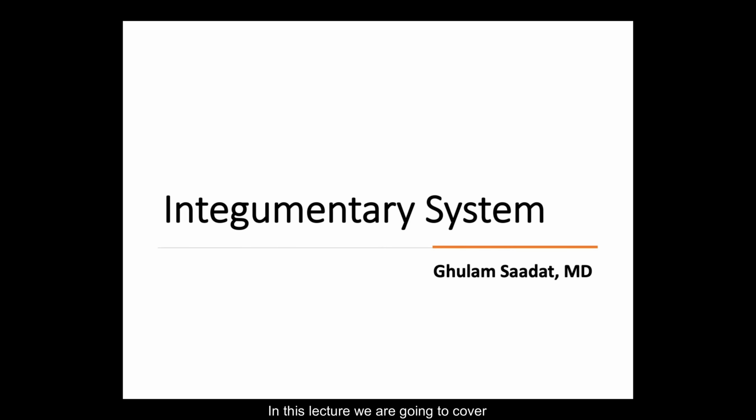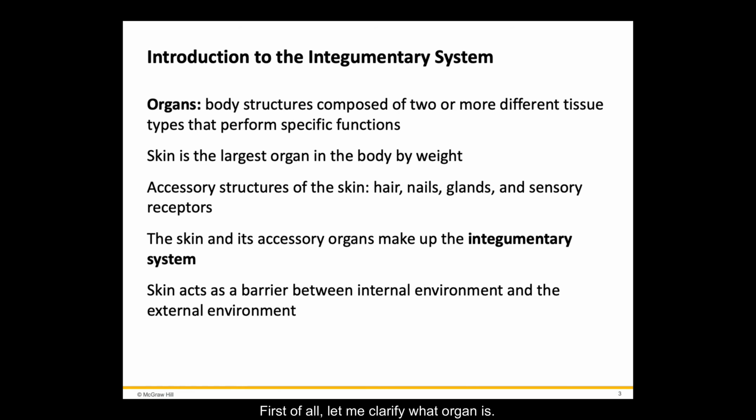In this lecture, we're going to cover the integumentary system. First of all, let me clarify what an organ is. An organ is a structure in our body composed of two or more different types of tissues which perform a specific function. For example, skin is an organ, heart is an organ, brain is an organ.